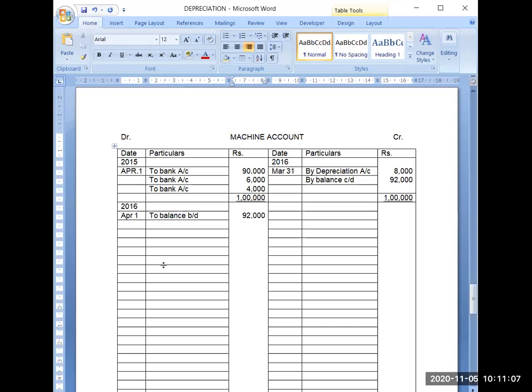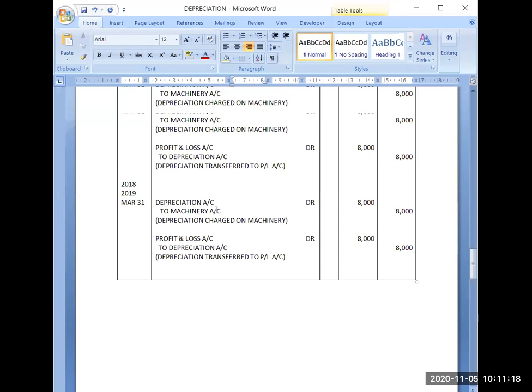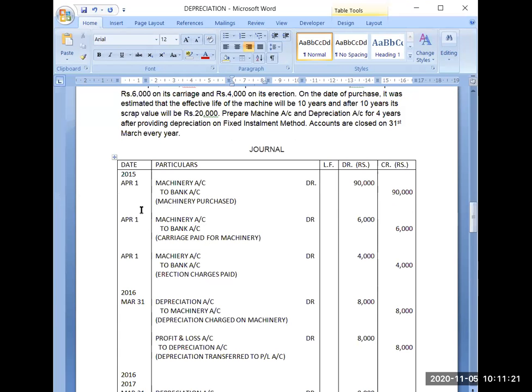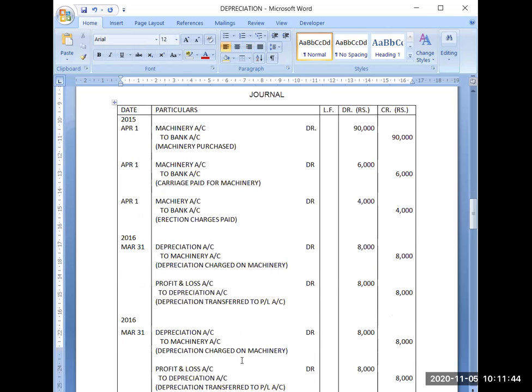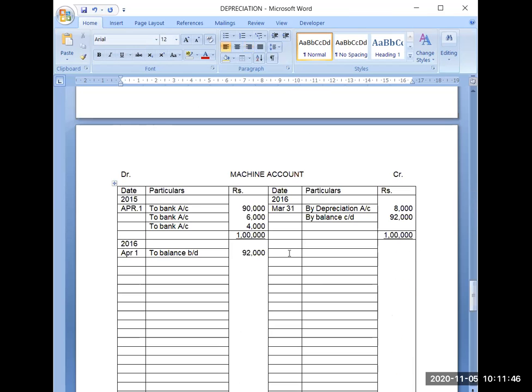Now here you have to check in the question whether any transaction has been done regarding machinery in the year 2016-17. If you find there is no transaction given in the question, only one transaction is given, that you have purchased a machinery on 1st April 2015. After that, no transaction is given. Only information is given regarding that machinery, that you have spent so much, you have the estimated life, you have the scrap value. Only this much is discussed. No further purchase of machinery has been done, no sale of machinery has been done. So that's why your year will be left blank.